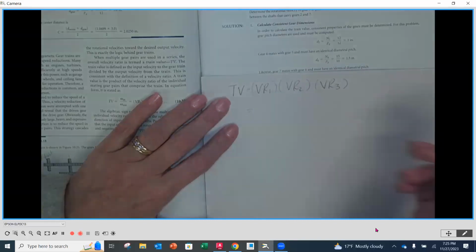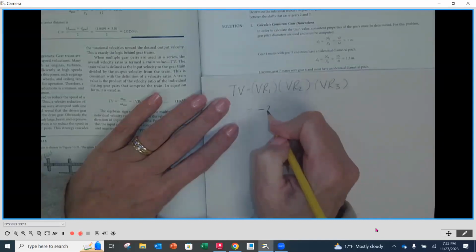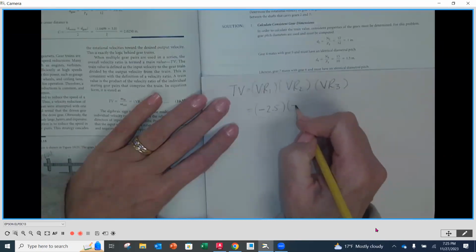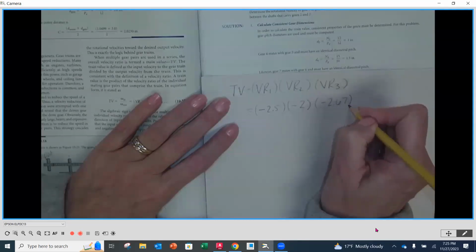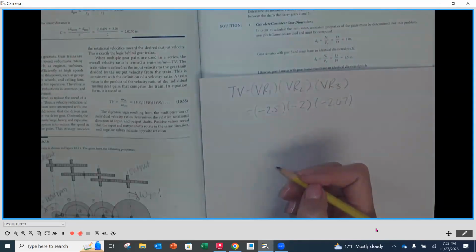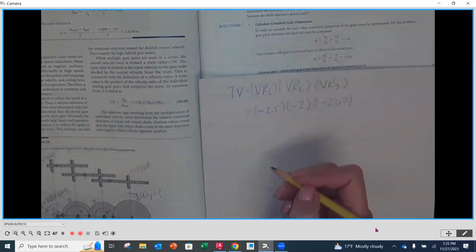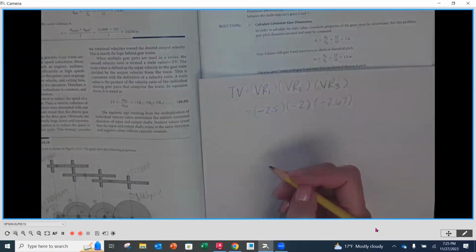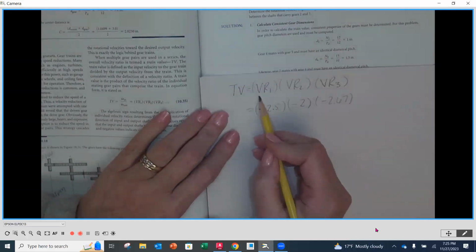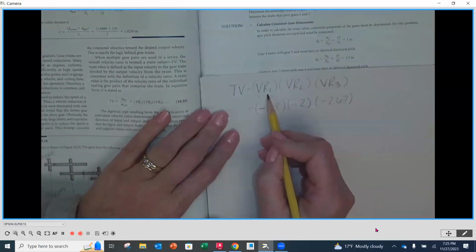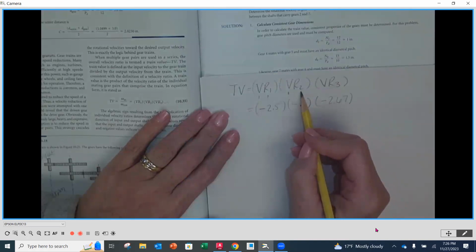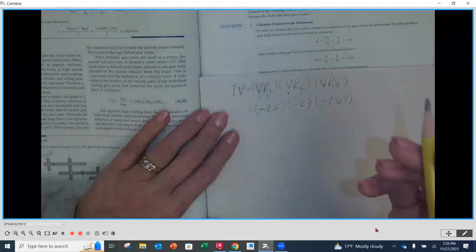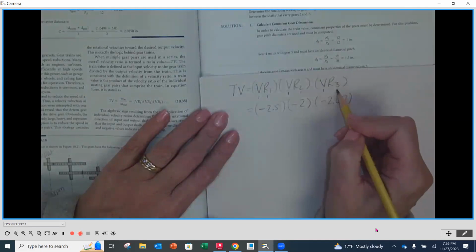So we're going to put our numbers in, and remember, we're going to put the negative in front: negative 2.5 for number 1, negative 2 for number 2, and negative 2.67 for number 3. Now, why are we putting the negative? The negative is in there for one reason only, and that is because when we go from gear number 2 to gear number 3, we switch direction. And then again from gear number 4 to gear number 5, we switch direction again, meaning rotational direction.